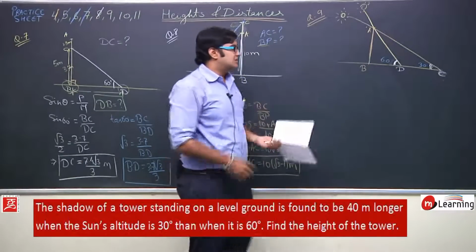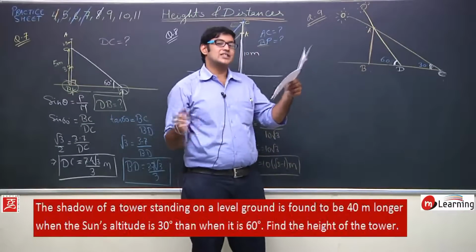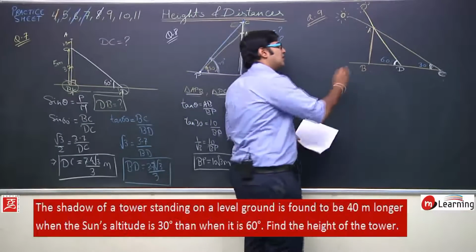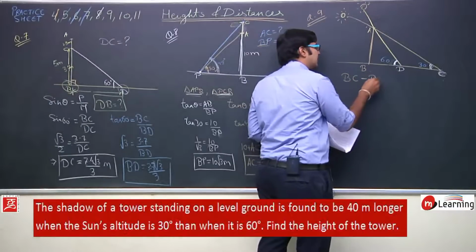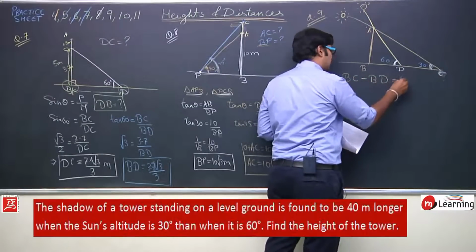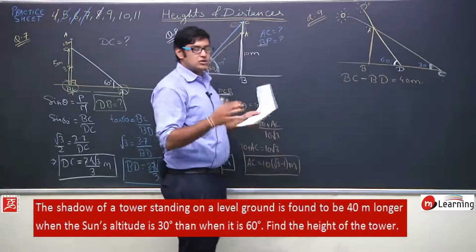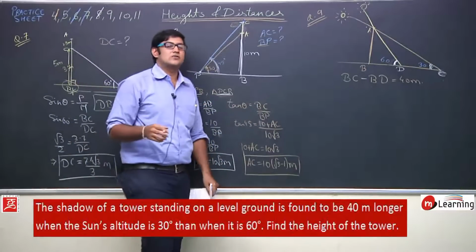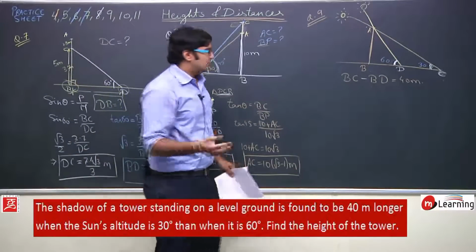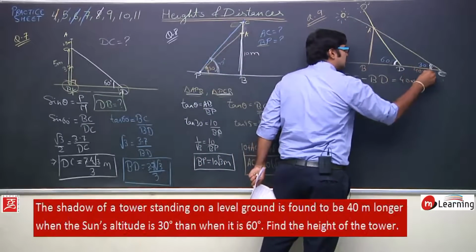It says that the shadow has a difference of 40 meters. So which is the longer shadow? Obviously BC is the longer shadow. So the length BC and BD, the difference between the two lengths is 40 meters. The difference between the two lengths for the different altitudes of sun is 40 meters, that is this length DC is 40 meters.